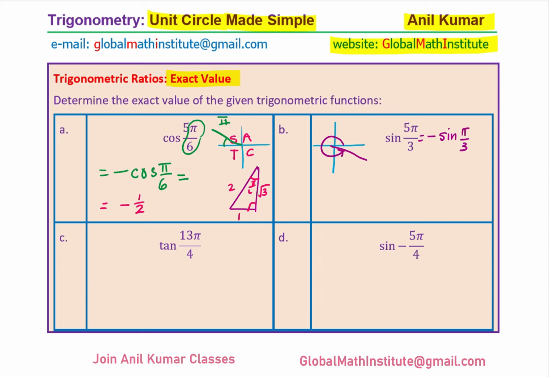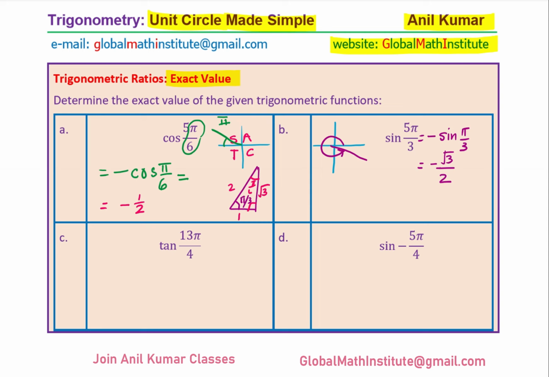Once again, I am using the same triangle which I have drawn earlier. That is pi by 3, right? And the sine value is opposite over hypotenuse. So it could be written as minus square root 3 by 2. Makes sense, right? So we utilized the special triangle pi by 3, pi by 6, pi by 2 and the CAST rule to find these answers. Let's look into tan 13 pi by 4.